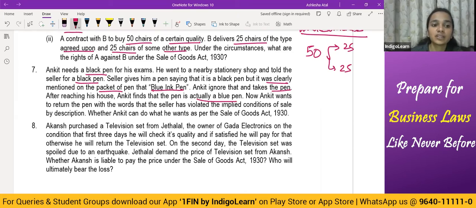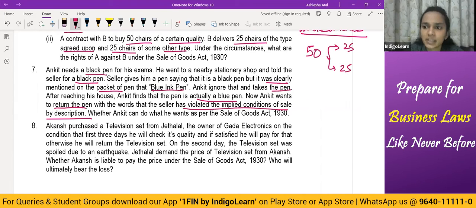After reaching his house, Ankit finds the pen is actually a blue pen. Now Ankit wants to return the pen, saying that the seller has violated the implied condition of sale by description. Whether Ankit can do so as per the Sale of Goods Act? So here Ankit wanted a black pen. He went to the stationery shop and asked the seller for a black pen. However, the seller gave a packet of blue pens stating that this is a black pen. Ankit ignores it and takes the pen. After coming home, he realizes that this is actually a blue pen and now he wants to return the pen, stating that the seller has violated the implied condition of sale by description.